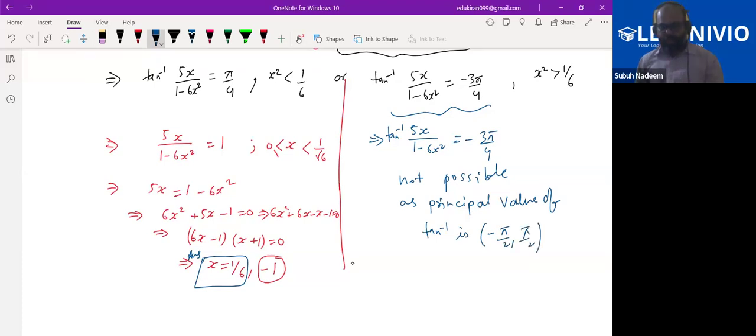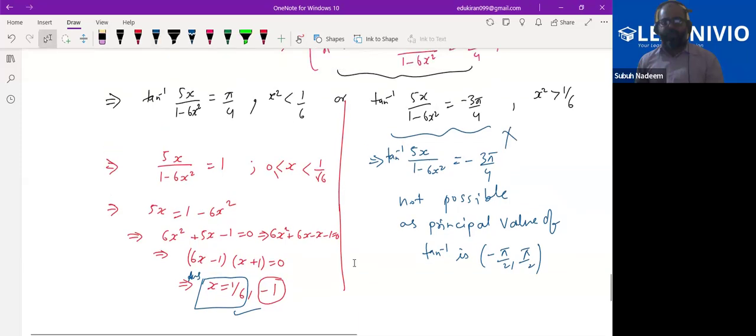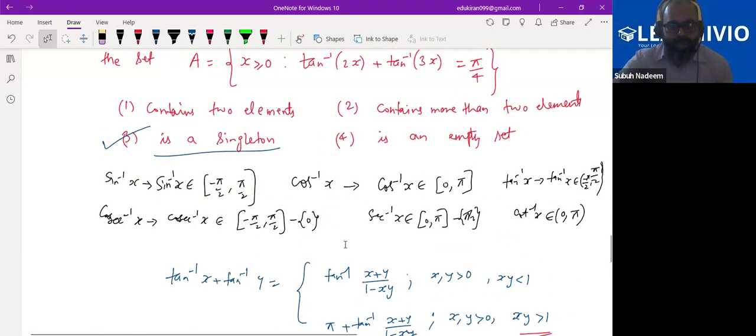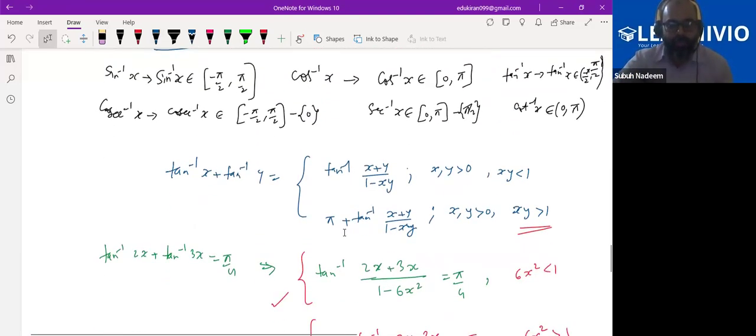So there is only one answer, that is x equal to 1 by 6, which we got here. This is not possible. So we will say that it has only one solution. So it is a singleton set. And write it down.